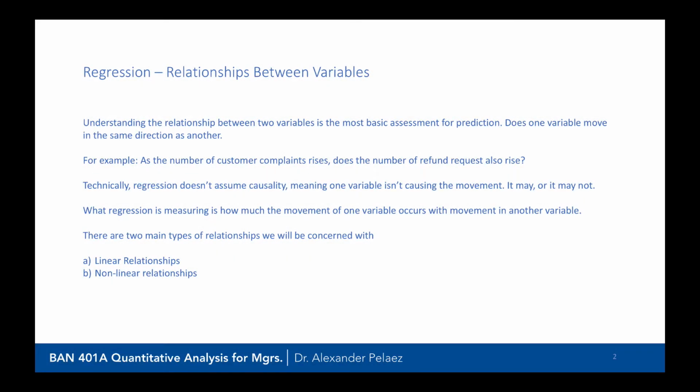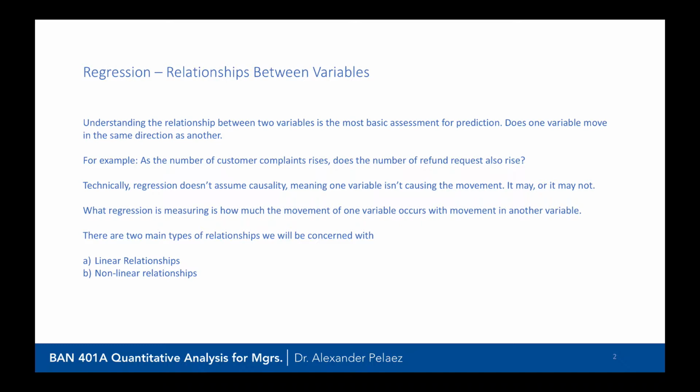Now, regression is all about the relationship between our predictor variables and our response variable. And if we're going to do that, we first need to go back to the basics of just understanding the relationship between two variables. Does one variable move in the same direction as another? For example, as the number of customer complaints rises, does the number of refund requests also rise?